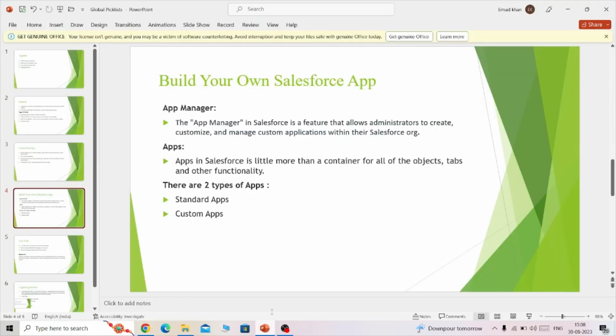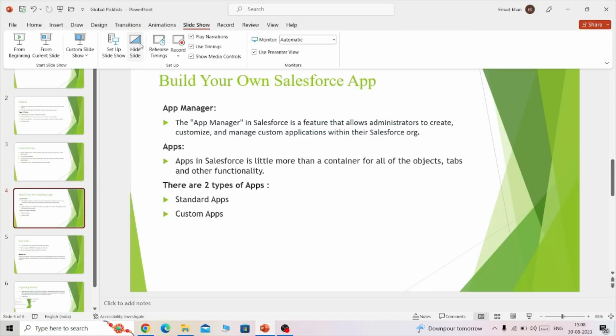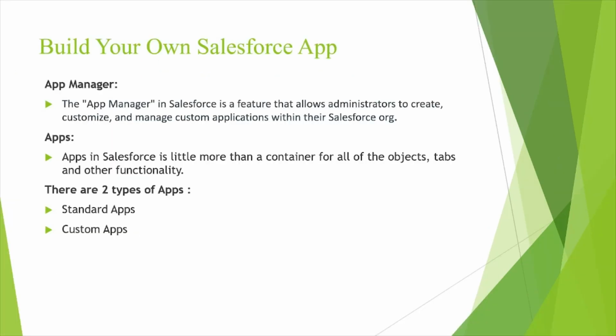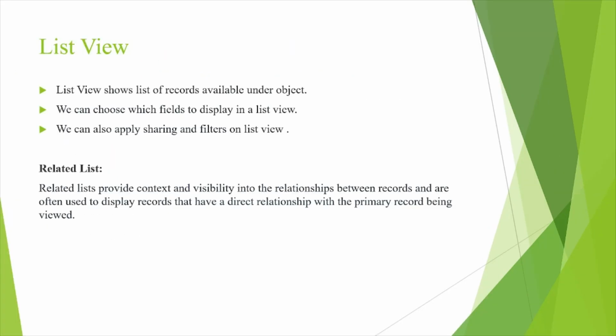We can select multiple objects according to our requirement. Moving forward to the next topic, I think how to create an app is pretty clear for everyone. Moving forward, that is list view. List view shows the list of records available under an object. We can choose which fields to display in a list view. We can also apply sharing and filters on a list view.